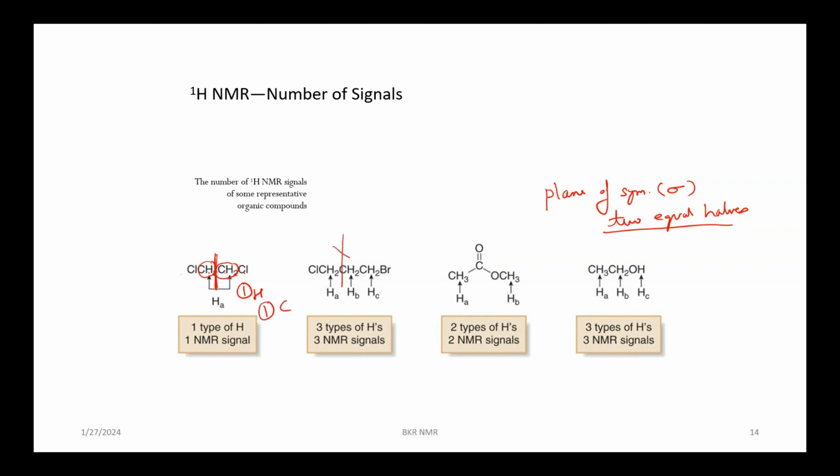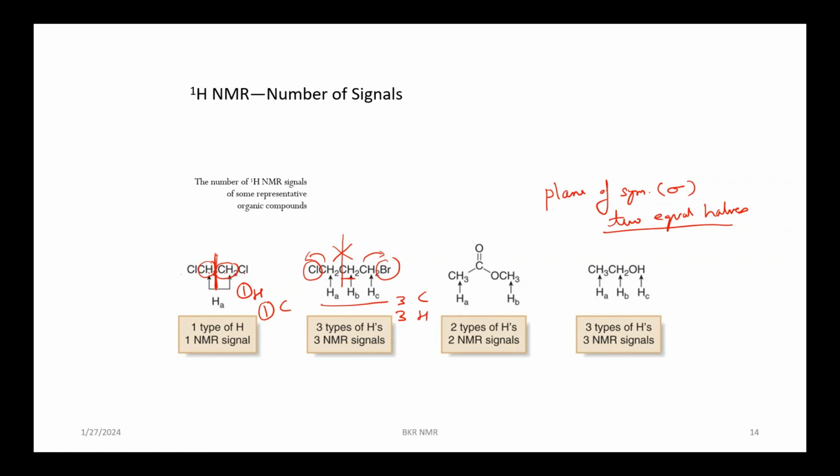Now I cannot cut the molecule like this because here I have chlorine, here I have bromine. So in this case, all the hydrogens will be different, all the carbons will be different, because this particular carbon is attached to chlorine and this carbon is attached to bromine and this central carbon is attached to both CH2 on either side with Cl and Br. So I'll be having three carbon signals and three hydrogen signals.